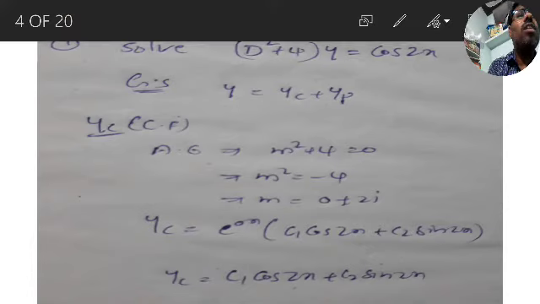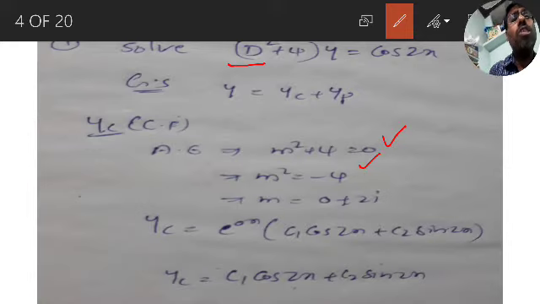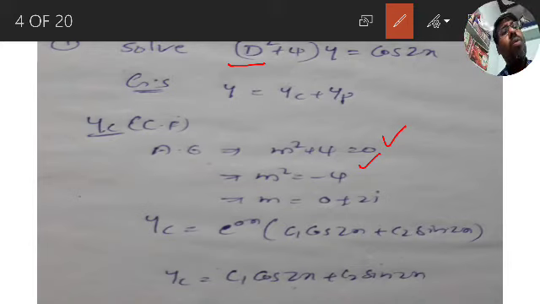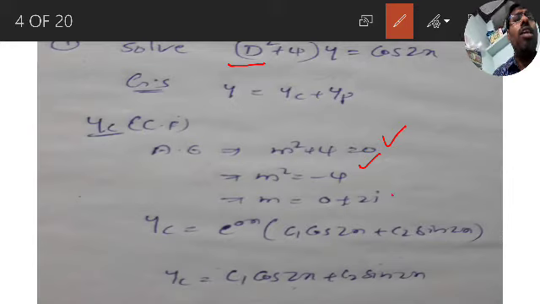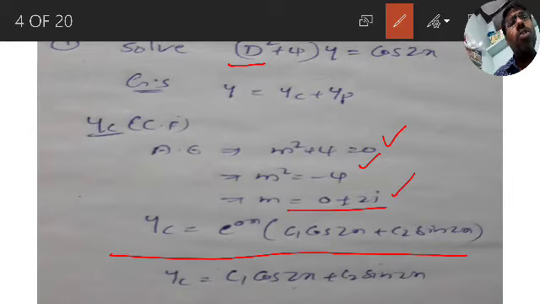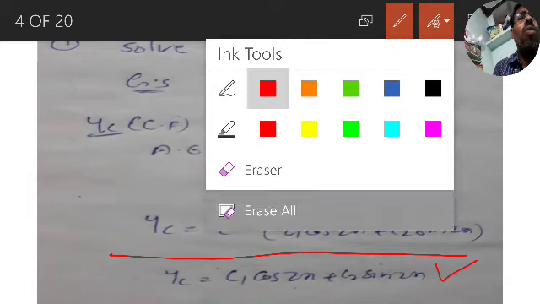Are you getting? Just taking the auxiliary equation, in place of D write m, you get the auxiliary equation m square is equal to minus 4. Plus 4 to this side, minus 4, m is equal to plus or minus square root of minus 4. Root 4 is 2 and root minus 1 is i, therefore plus or minus 2i, that you can write as 0 plus or minus 2i. When the roots are complex, yc is equal to e power of 0x into c1 cos 2x plus c2 sin 2x. e power of 0x is 1, therefore you got yc.